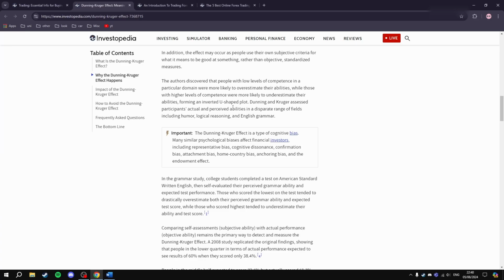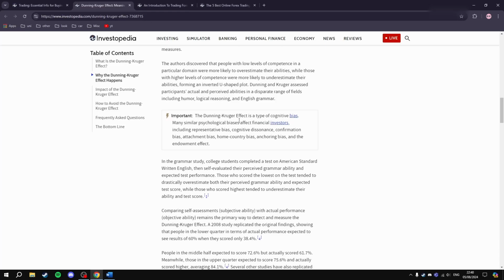Dunning and Kruger assessed participants' actual and perceived abilities in a disparate range of fields, including humour, logical reasoning, and English grammar. Important: Dunning-Kruger effect is a type of cognitive bias. Many similar psychological-based biases affect financial investors, including representative bias, cognitive dissonance, confirmation bias, attachment bias, home country bias, anchoring bias, and the endowment effect. Well, that's a lot of biases.